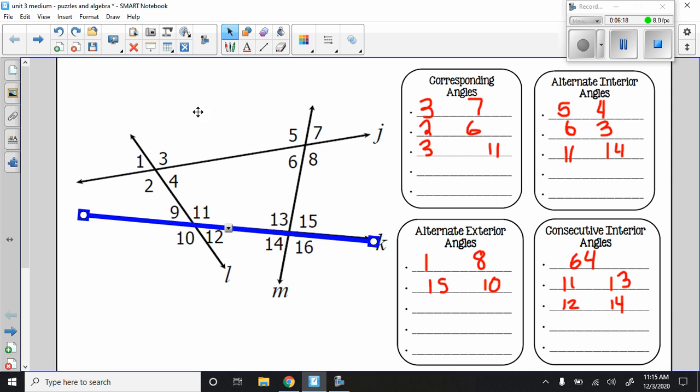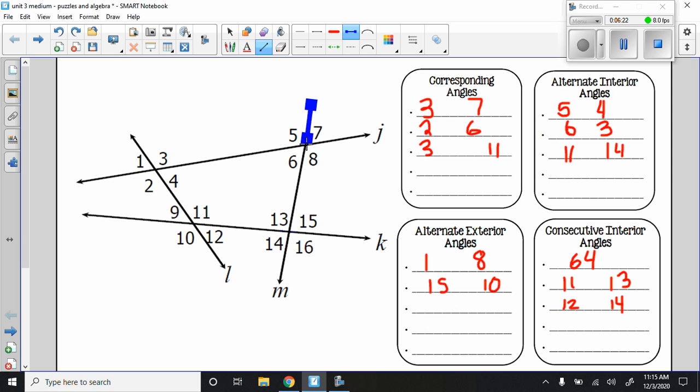All right, let's erase that bridge. Let's look at a new bridge. Let's look at this bridge. You've got your alternate interior with 6 and 15, alternate interior with 8 and 13. 7 and 14 could be exterior. 5 and 16 could be exterior.